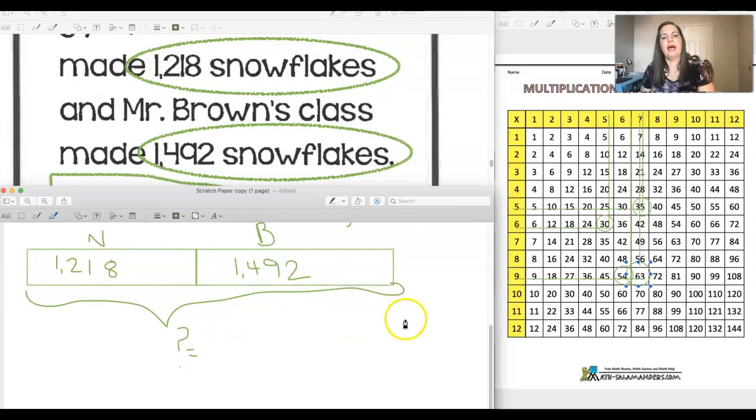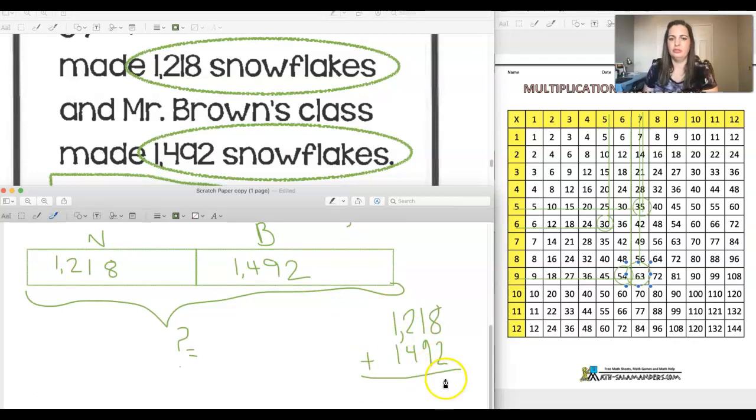I'm just going to add it up, and I'm going to make sure I add up in my ones place. 8 plus 2 equals 10. I'm going to go ahead and bundle it and move it to the tens place. 1 plus 1 is 2. 2 plus 9 equals 11. Put the 1 down, bundle the other 10 to the hundreds place. 1 plus 2 equals 3. 3 plus 4 equals 7. 1 plus 1 equals 2.